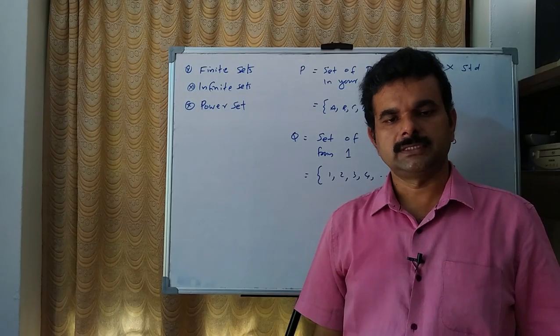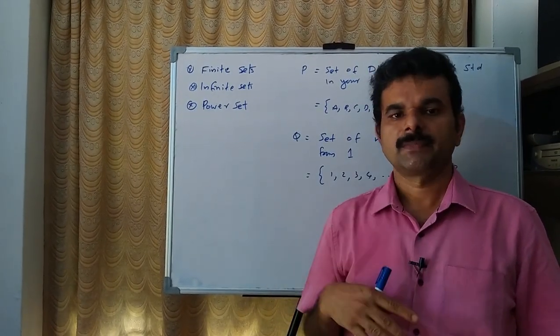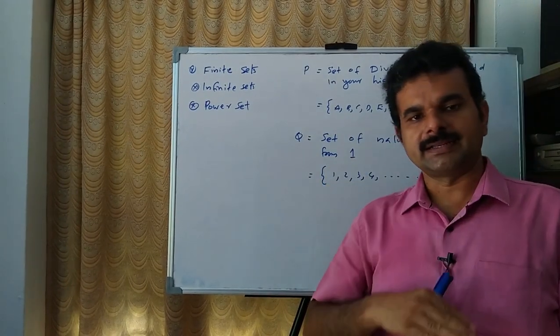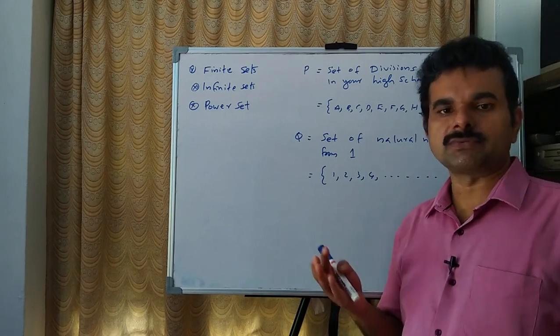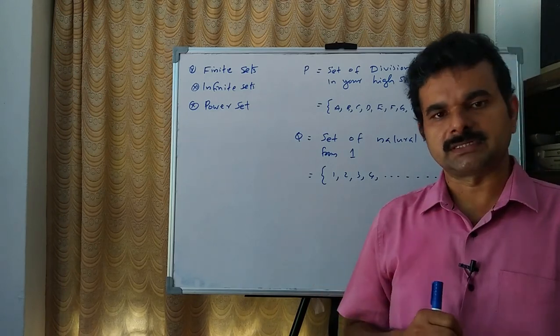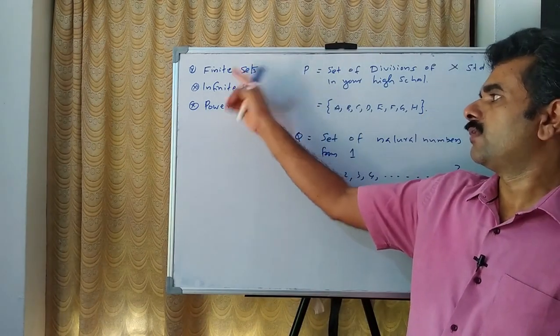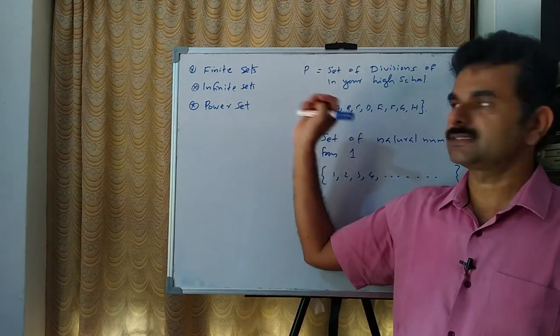Welcome back to the chapter sets. Now we are in the second part of this chapter. In the first part, we were discussing the definition, characteristics, and types of sets, and we discussed up to improper subsets. Now we are discussing finite sets, infinite sets, and the power sets.